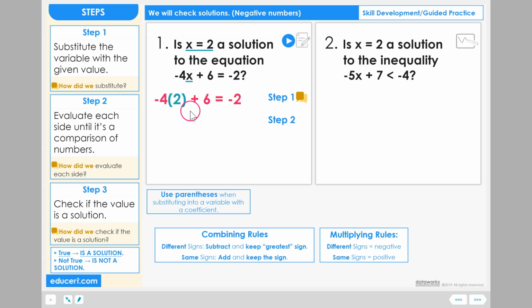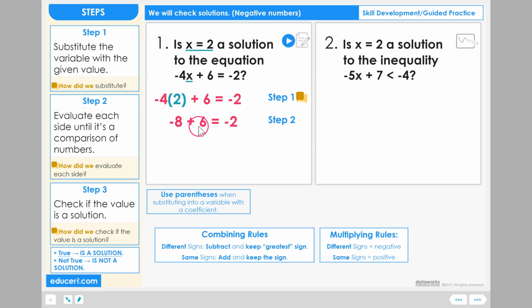Over here on the left side we have some operations to do. On the right side it already has negative 2, so there is nothing to evaluate. We'll start with the negative 4 times positive 2. We are multiplying with different signs, so our product will be negative. 4 times 2 is 8, and negative 8 since the signs are different.